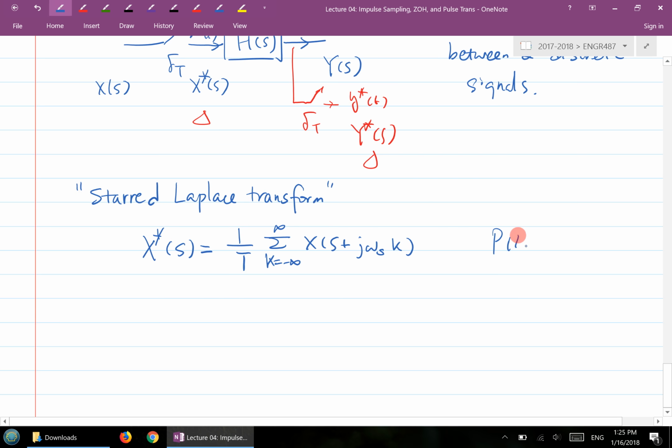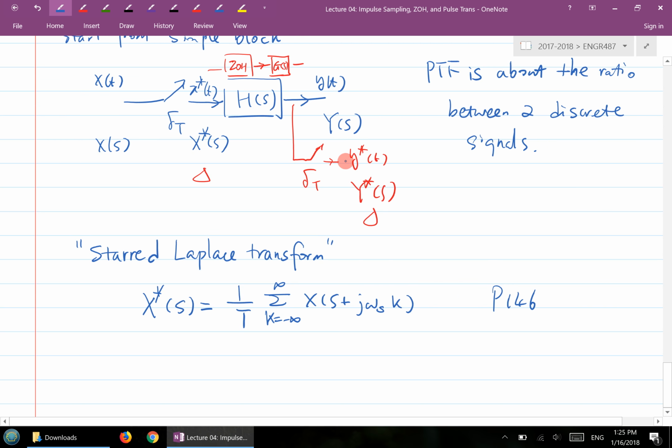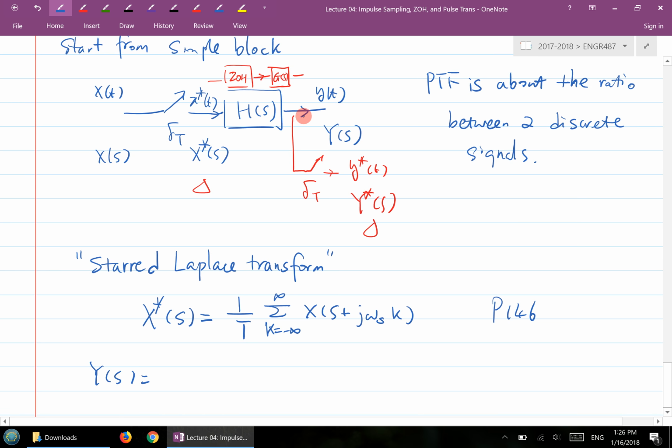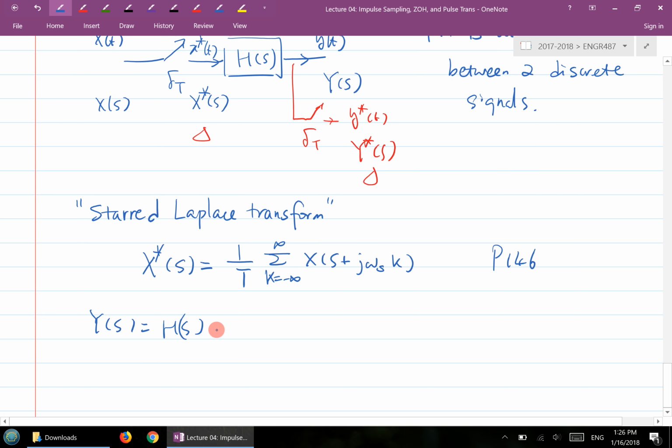As I said, you can take a look at page 146 for details of this. Now let's go back to this simple block right here, by following the flow of the signals. The signals go from here to here, x star, and from here through the h, you get y of s. So the flow of the signals gives me the output y of s equal to the input signal times this block, so that gives me H of s times X star of s.